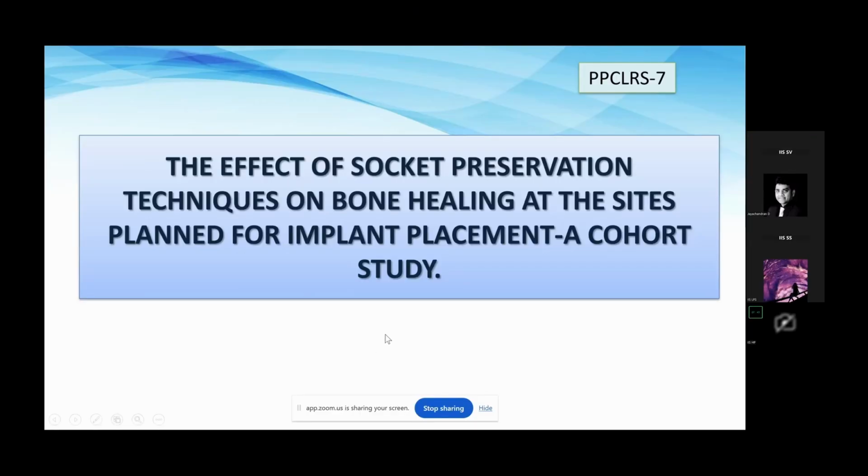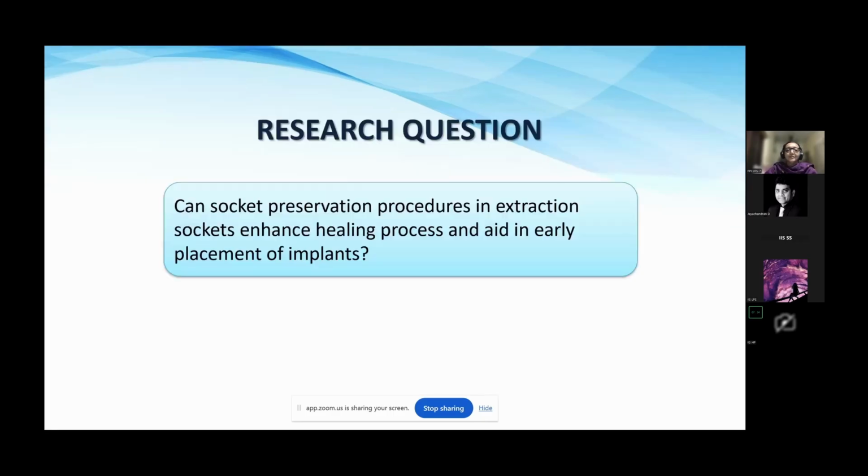Very good evening to one and all of you present here. Respected judges and dear colleagues, I'm here to present a paper on the effect of socket preservation technique on bone healing at sites planned for implant placement, a cohort study. Every research begins with a question we ask ourselves. My research began with this question: can socket preservation procedures in an extraction socket enhance the healing process and aid in early placement of implants?